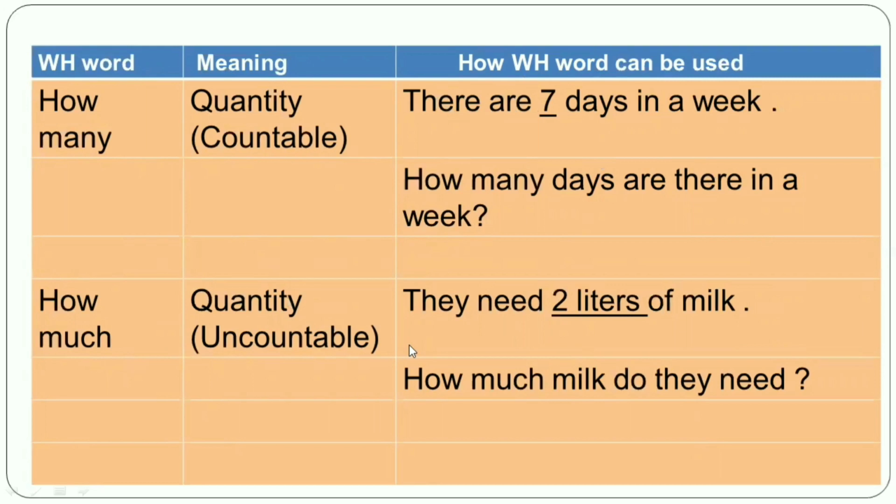Then they need 2 liters of milk. My dear student, the underlined word indicates quantity and it is uncountable. That's why the WH word will be how much. It indicates uncountable quantity. That's why the WH word will be how much milk, and a noun will be used after that. How much milk, then find out any auxiliary verb. No auxiliary verb. So you have to write do, does, did, as it is present form. So you have to take do. So how much milk do, then subject they, then main verb need, and at last question mark. How much milk do they need?